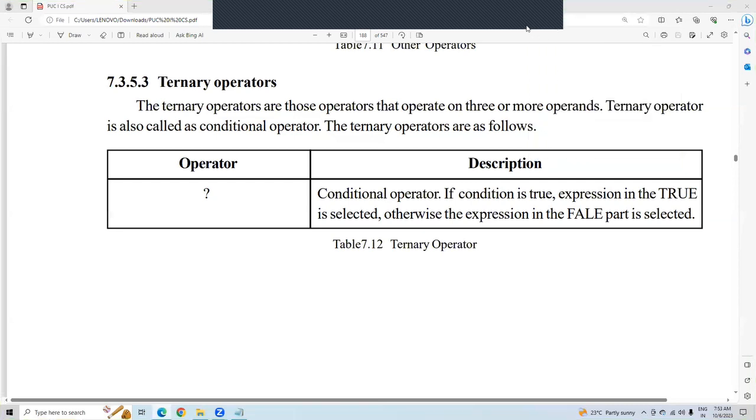Today this much is enough. In the next part, we are going to start with ternary operators.